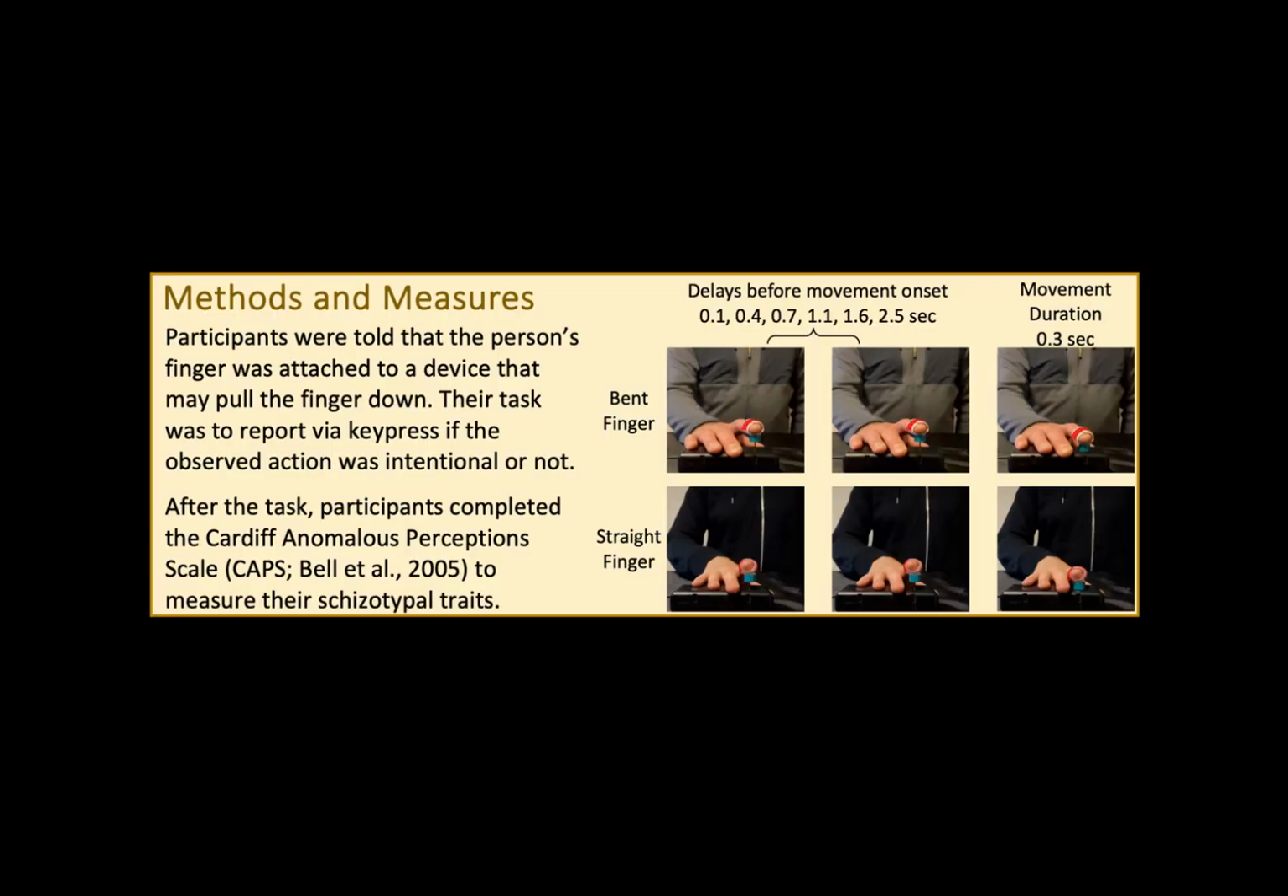We created action stimuli with two actors whose index finger was attached to a device, and we manipulated the time onset of the movement using 6 delays. As instructed, we told participants that on some occasions the device could pull the person's finger down. Their task was to indicate if the action they just saw was intentional or unintentional. In reality, the finger was always pulled. After participants completed their main task, they filled the questionnaire assessing schizotypal traits.